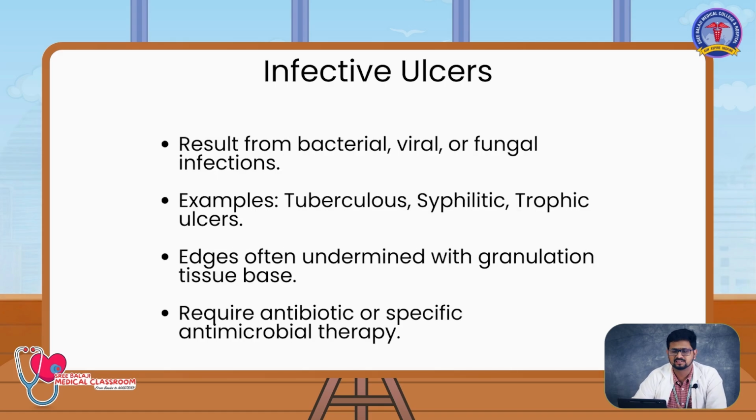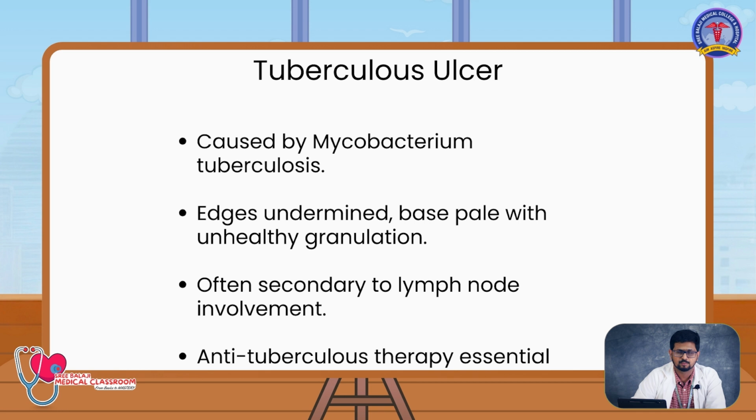Infective ulcers can result from any kind of bacterial, fungal and viral infections, for example tuberculosis, syphilitic and tropical ulcers. Edges are often undermined with a granulation tissue base, which requires antibiotics and specific antimicrobial therapies. Tuberculous ulcer is most commonly caused by Mycobacterium tuberculosis in our India. Edges are undermined, and the base is pale with unhealthy granulation tissue. Often it is secondary to lymph node infections. Treatment should be anti-tubercular treatment, and simultaneously we have to do wound dressings and heal the wound.